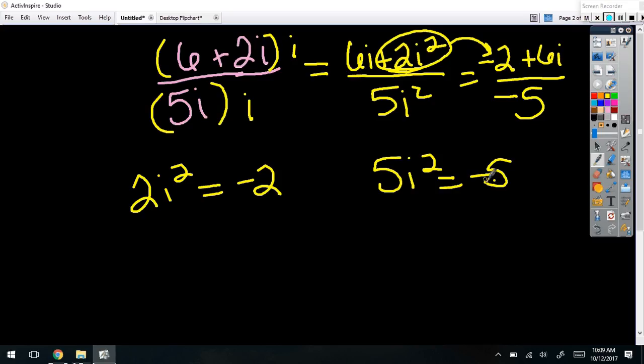Which part? I understand. Let's do another one then. Let's say I had 3 minus 2i over 6.